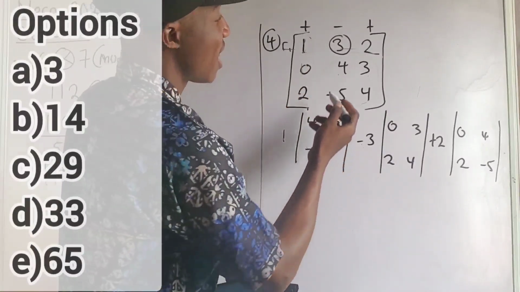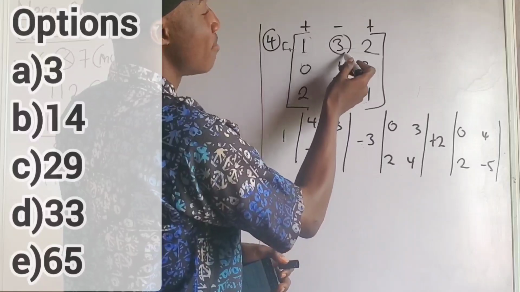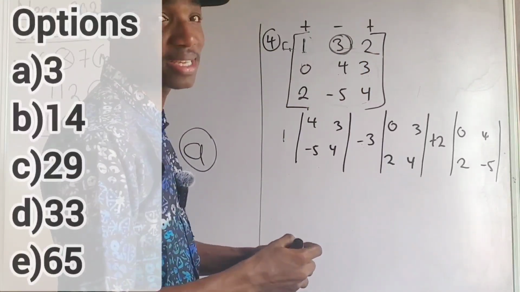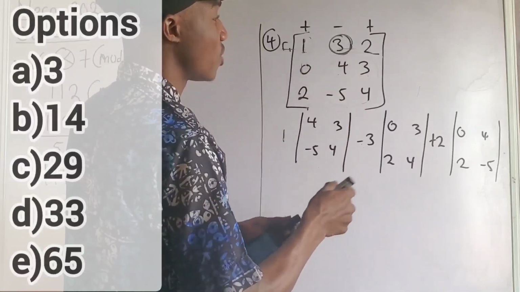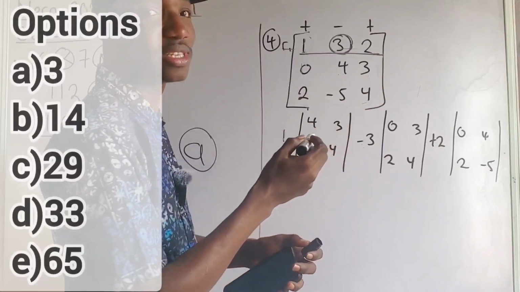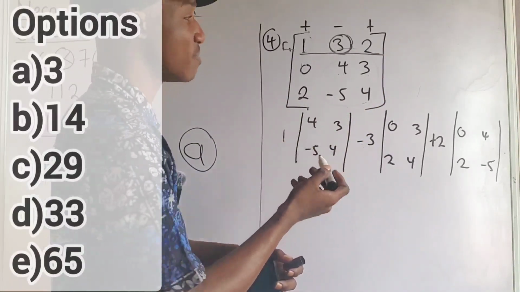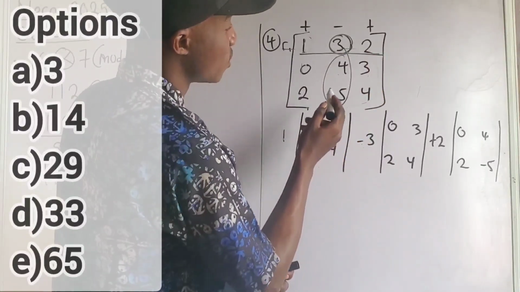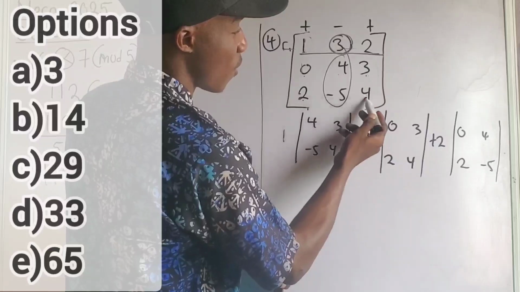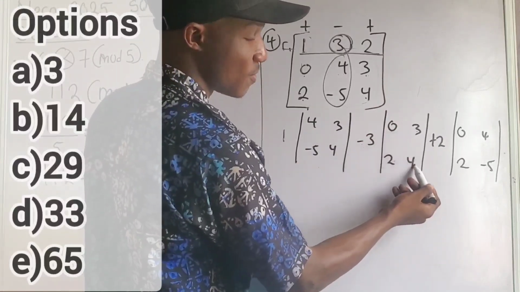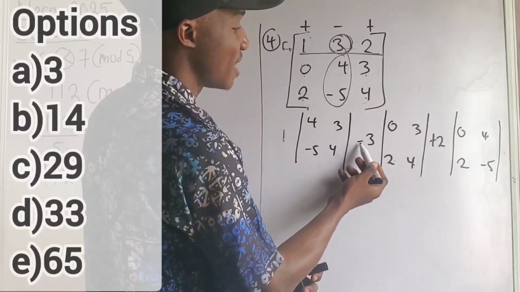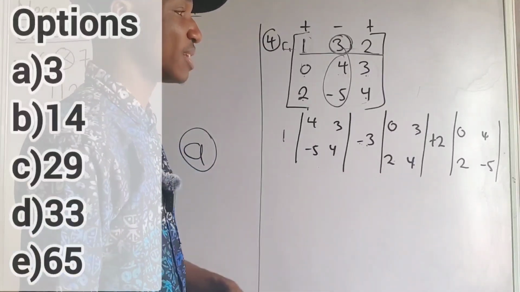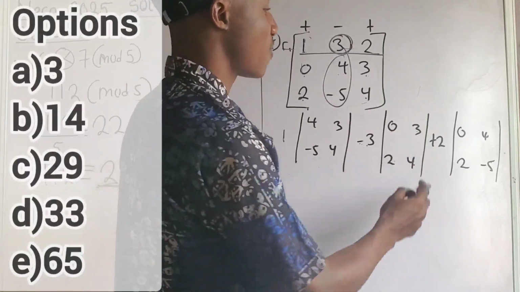Now for 3, you are going to ignore the numbers attached to 3 in the row segment. The numbers attached to 3 are 1 and 2. You are going to ignore them, and also the numbers attached to 3 in the column segment, which are 4 and negative 5. So you are left with 0, 3, 2, and 4. That's why I have 0, 3, 2, and 4, with negative 3 outside the determinant. Now for this one, you're going to have plus 2.